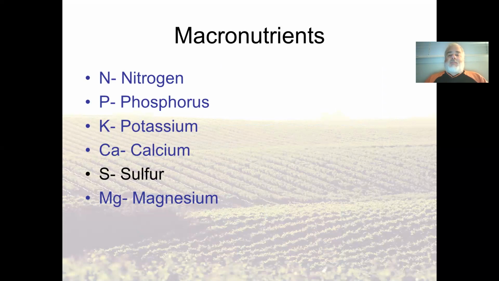So there are 6 macronutrients. The 3 primary macronutrients are N, P, and K. If you have a complete fertilizer, it must have N, P, and K, nitrogen, phosphorus, and potassium, in order to be considered a complete fertilizer. And they're called macronutrients because the plant needs lots of it.